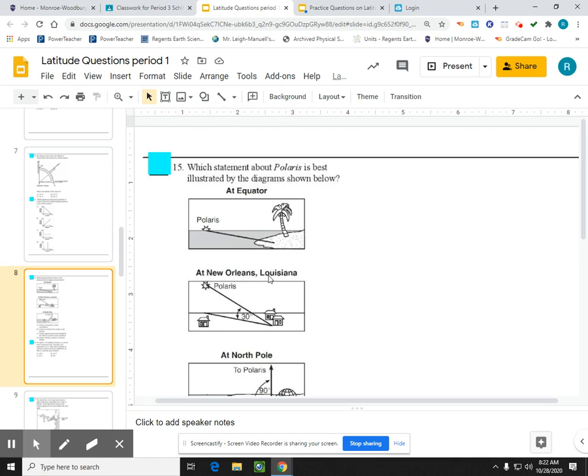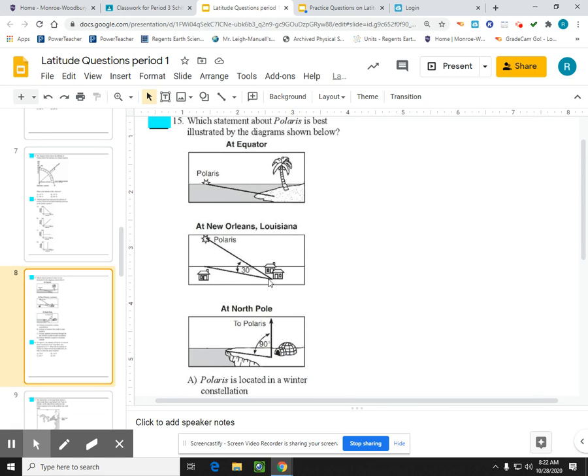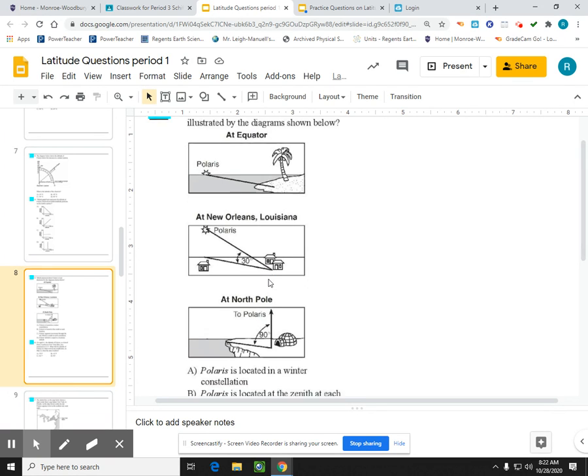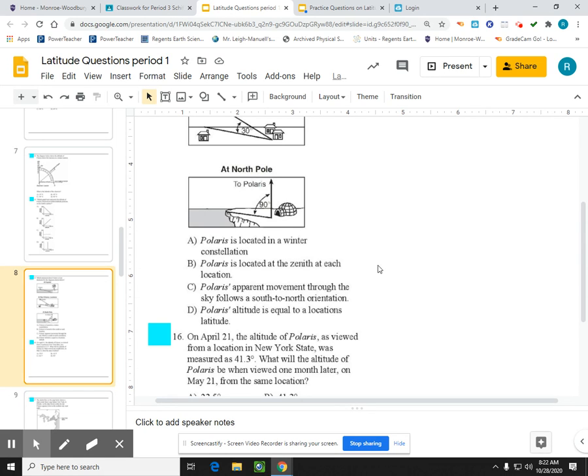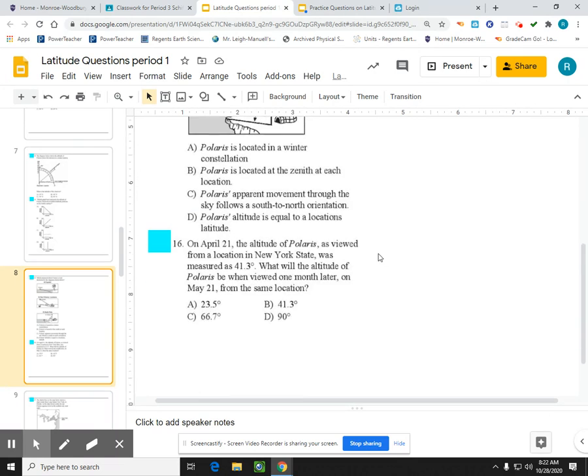Here we see different diagrams. It says which statement about Polaris is best illustrated by the diagram shown below. At the equator, Polaris is at the horizon. When we get to New Orleans, Louisiana, Polaris is at 30. When we get to the North Pole, Polaris is at 90. Now, the reason for this is that Polaris's altitude is equal to a location's latitude, letter D.